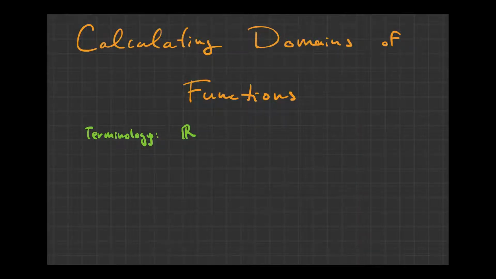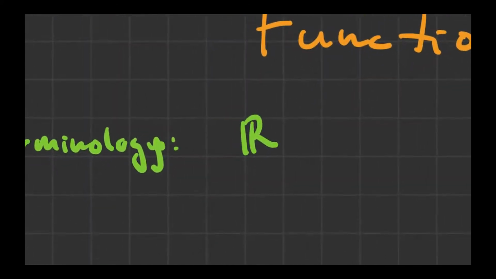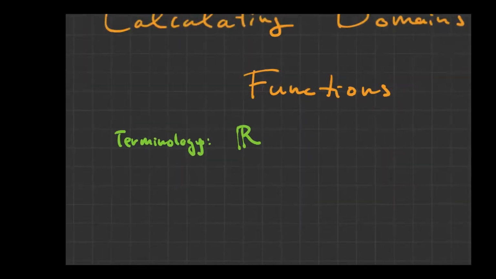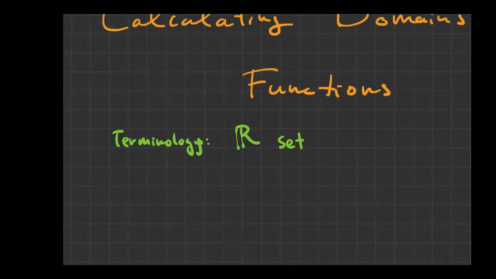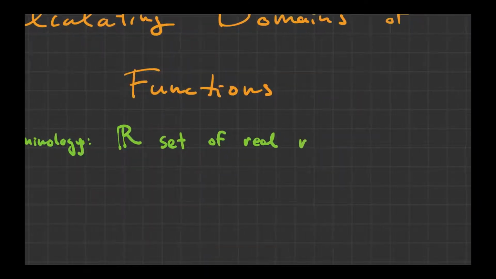Have you heard of that before? Big capital R. And we like to draw our R's when we do the real numbers with a double bar, like that. And that indicates that that is a set of real numbers. So this is the set of real numbers.